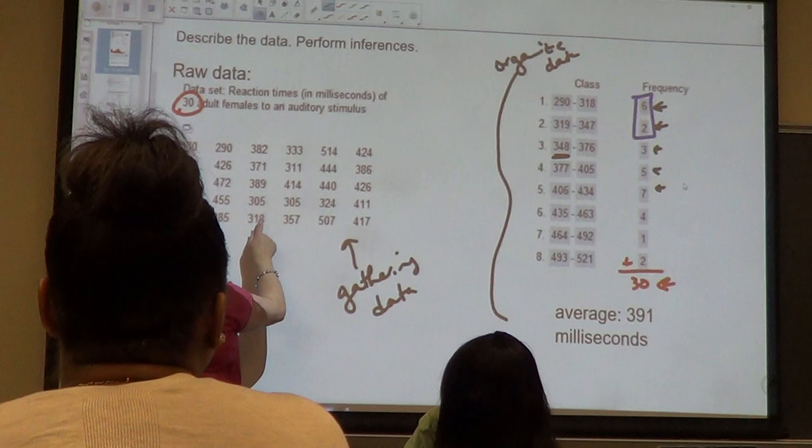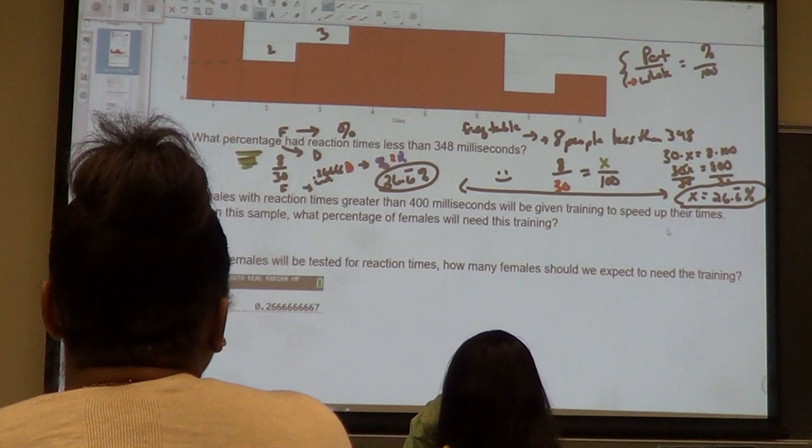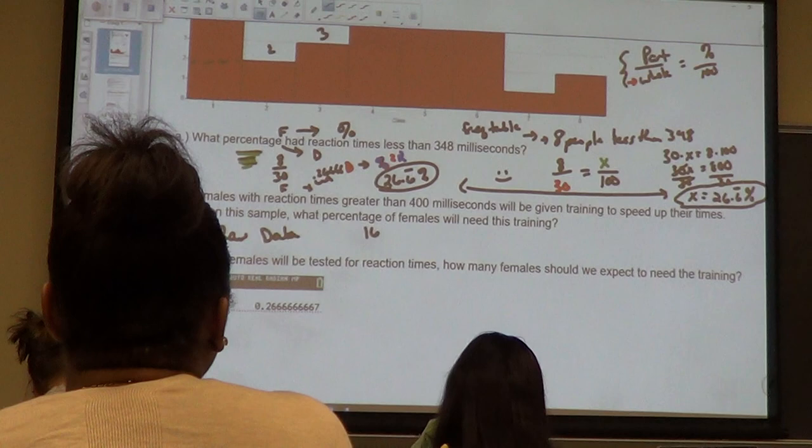1, 2, 3, 4, 5, 6, 7, 8, 9, 10, 11, 12, 13, 14, 15, 16. Okay, so for this one, we had to go all the way back to the raw data. So it was 16. Did I count right?